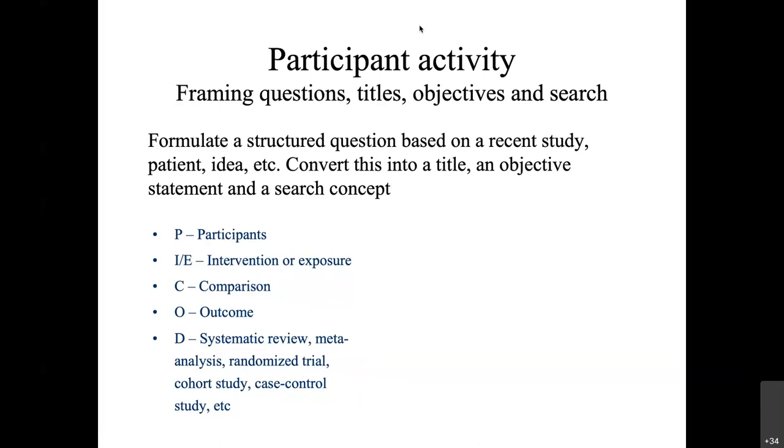Well, did anybody make an attempt to write their objective based on their question? Hello, Maya here. I did it, but I just need a minute because I'm still in my car. I'll be done briefly.